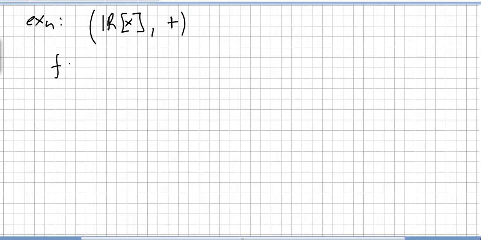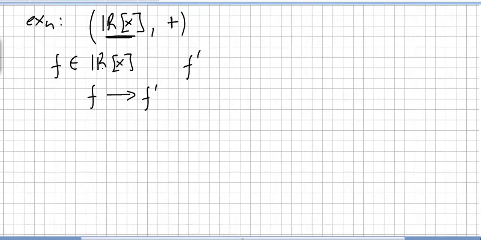So let us say f is in R, and let us denote f prime, the derivative of f. What is the map that takes f to f prime? Well, this is a homomorphism from the group of the polynomials to itself, right?